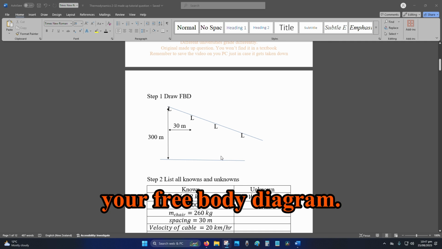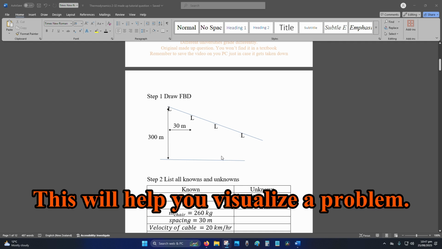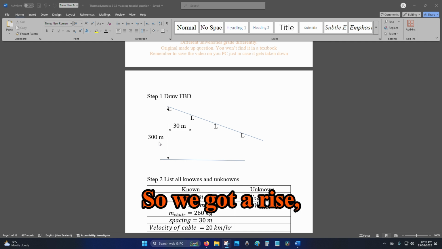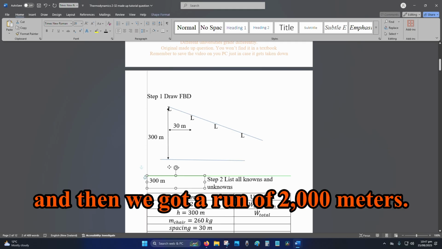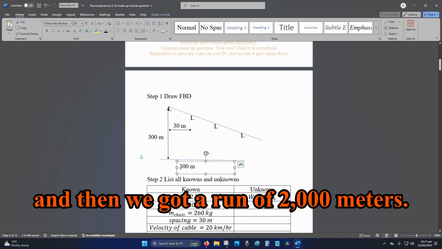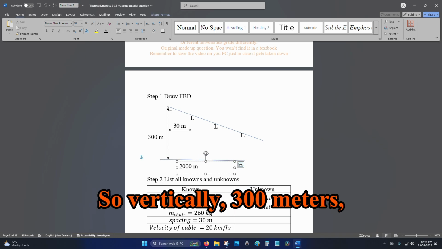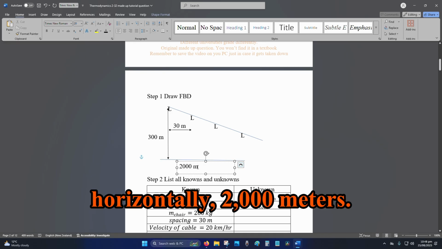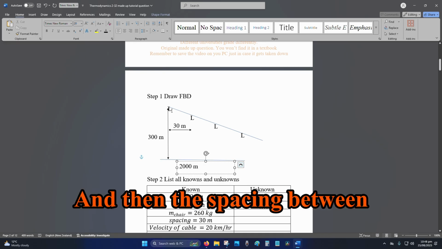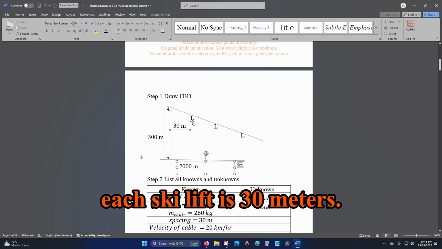Step 1, draw your free body diagram. This will help you visualize the problem. So we've got a rise and then a run of 2,000 meters. So vertically 300 meters, and then a run horizontally 2,000 meters. And then the spacing between each ski lift is 30 meters.